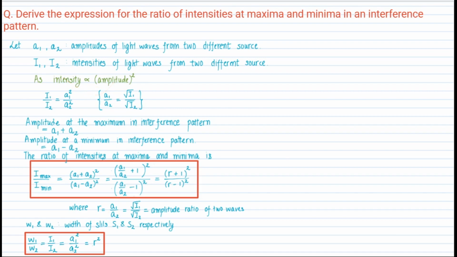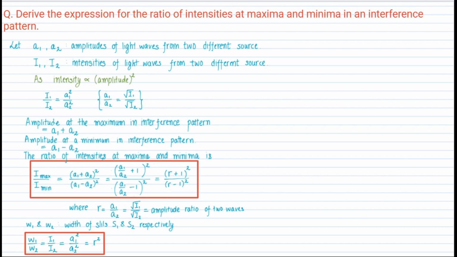Fine. So I can write the ratio of A1 by A2 as the ratio of the square roots of intensity, root over I1 by root over I2. So this was your ratio of maxima by minima, the intensity at maxima by the intensity at minima. Next, we have derived the relation or the ratio for the slit width.